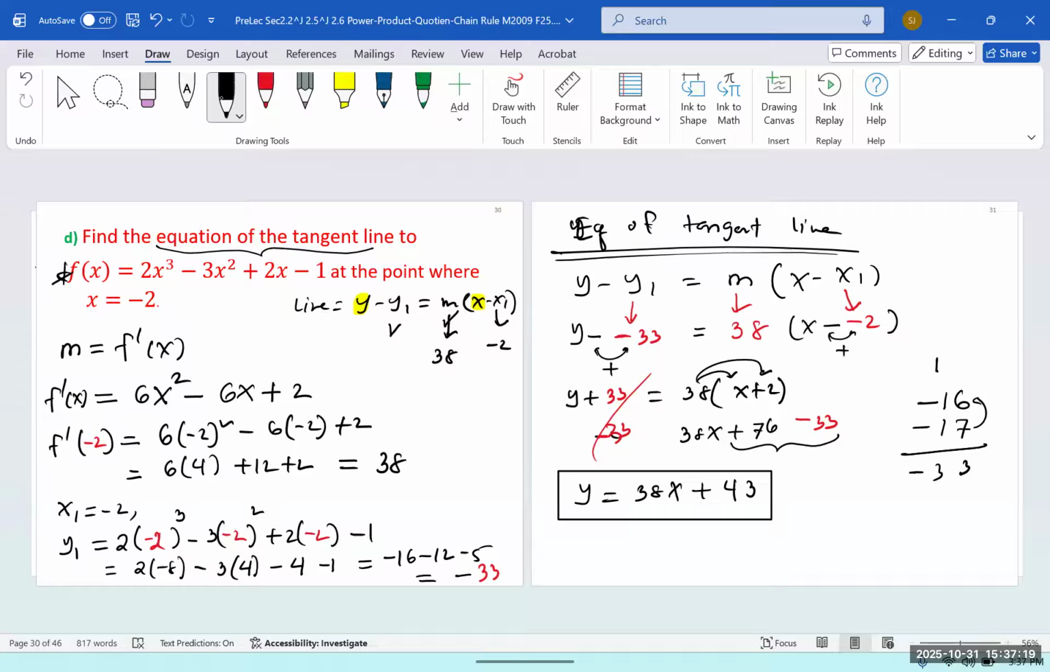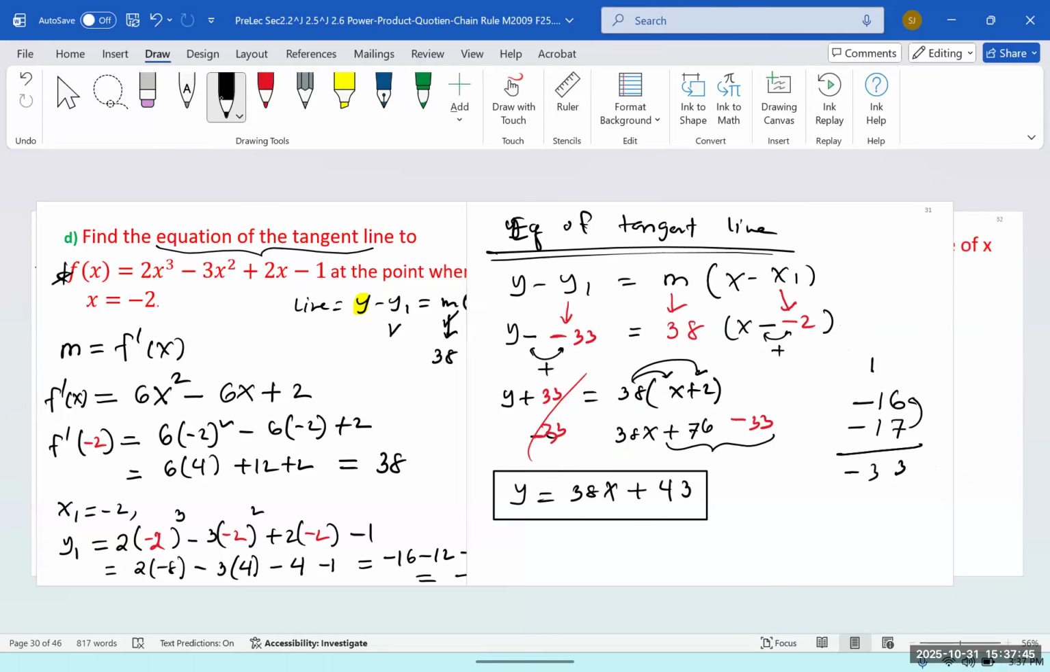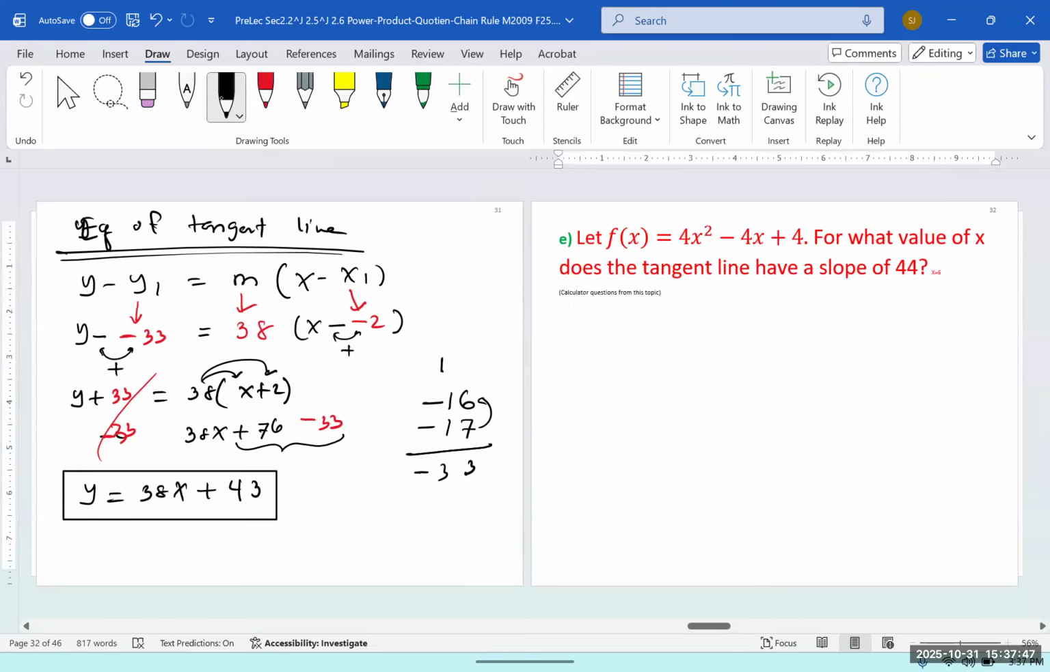But this is what we're supposed to do. Find the y1 by plugging x1 into the original function. Find the slope by plugging the x1 into the derivative, and then solve for y. In the final exam, we'll definitely have one of these. All these questions we are doing, you're going to see them in the final. These are the previous final questions. The math department makes the final exam.